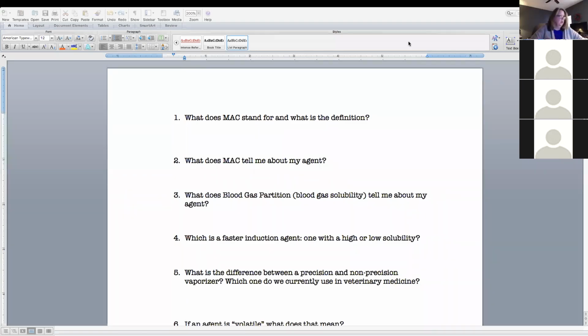Okay, so for the first question on the homework, it said, what does MAC stand for and what is the definition? So MAC is minimum alveolar concentration, and it's the concentration or percent of an agent where 50% of patients will not respond to a painful stimulus.